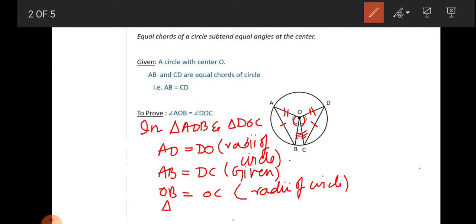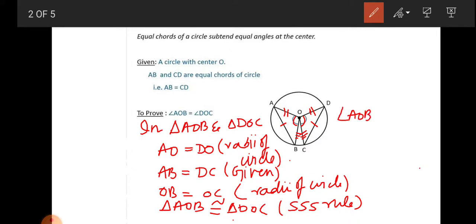So triangle AOB is congruent to triangle DOC by the side congruence rule, and by CPCT, angle AOB is equal to angle DOC. Hence proved.